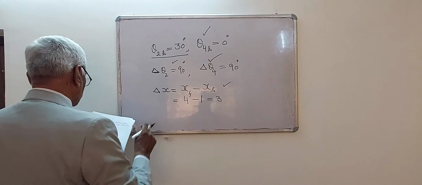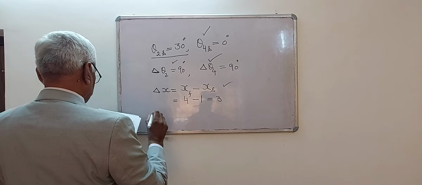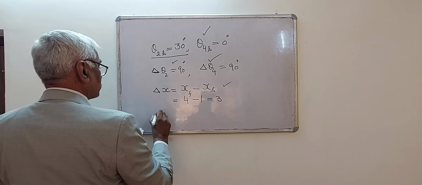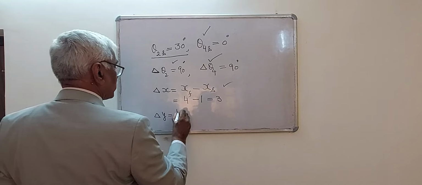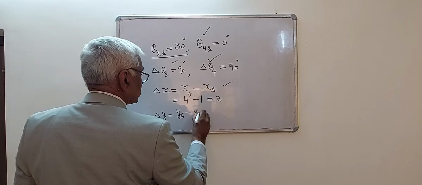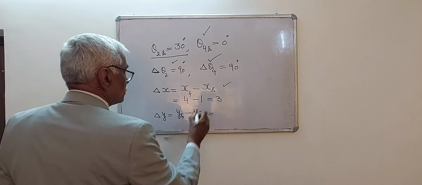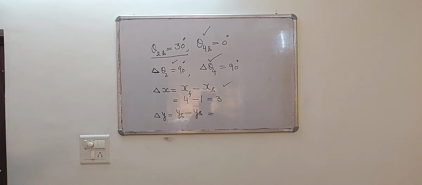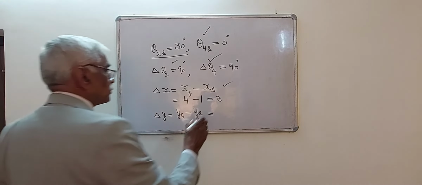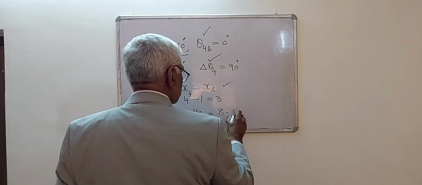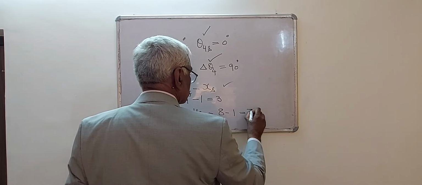Similarly, corresponding value of y or delta y you can find. Delta y is equal to yf minus ys. Final value was found to be 8 and initial value 1. So delta y is equal to 7.